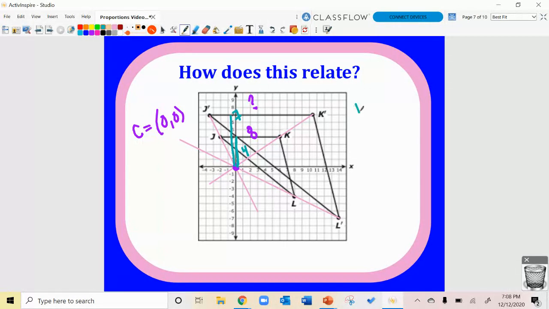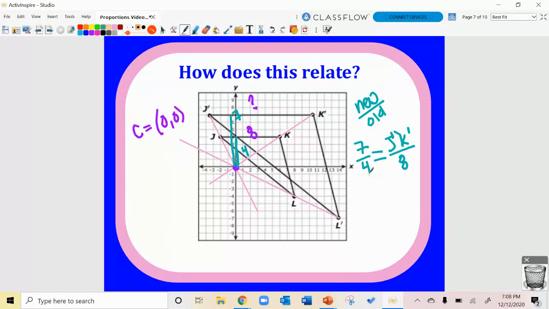Okay, so remember my ratio is new over old. My scale factor is new over old. So that's 7 over 4. Okay, that's the scale factor. Well, if I want to figure out how long J prime K prime is, I'm going to say 7 over 4 equals J prime K prime over 8.